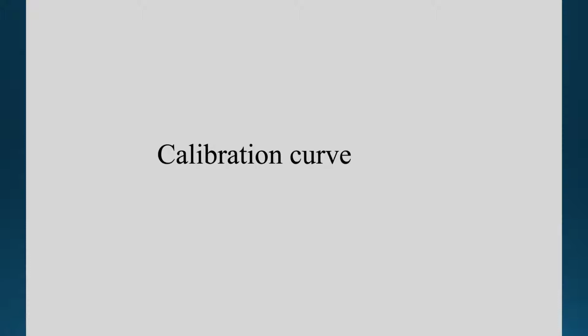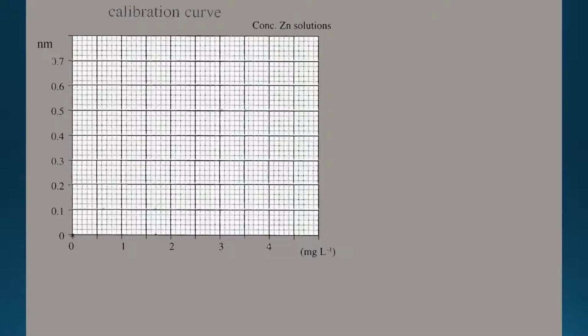Now we're going to talk about the calibration curve. On the calibration curve, first study what is the x-axis: mg per liter, the concentration unit. What's on the y-axis? nm, which is the wave frequency unit.